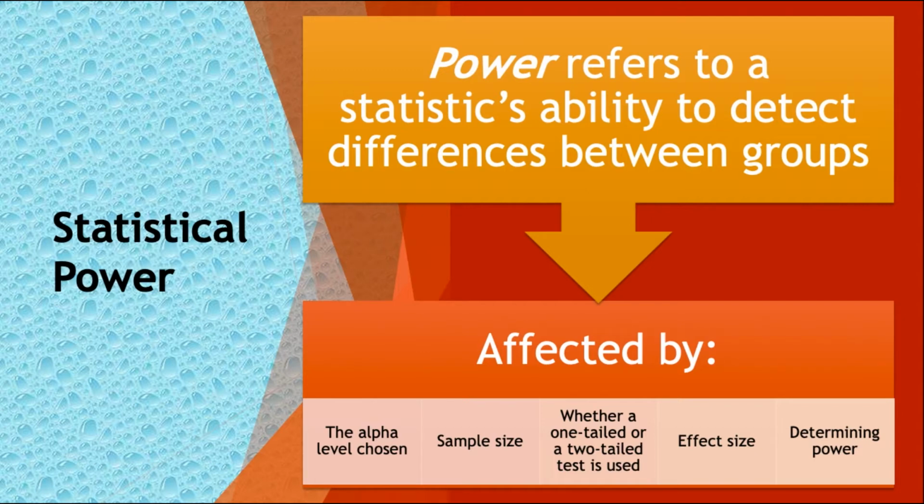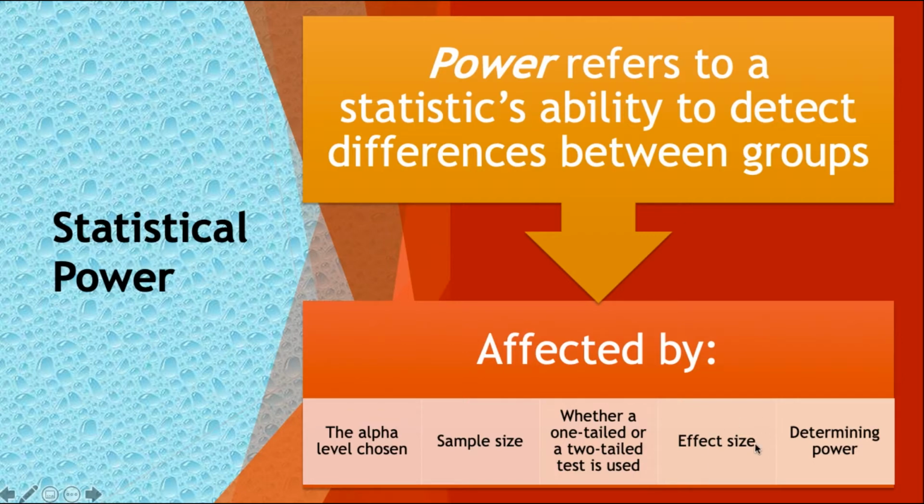Then we have whether a one-tailed or two-tailed test is used. A two-tailed test is less powerful than a one-tailed test. This can be easily demonstrated by looking at the critical values of the z score for one versus two tails. The critical value for alpha equal to 0.05 for a one-tailed test is 1.65. For a two-tailed test, the critical value is 1.96. It is easier to reject the null hypothesis with a one-tailed test than with a two-tailed test.